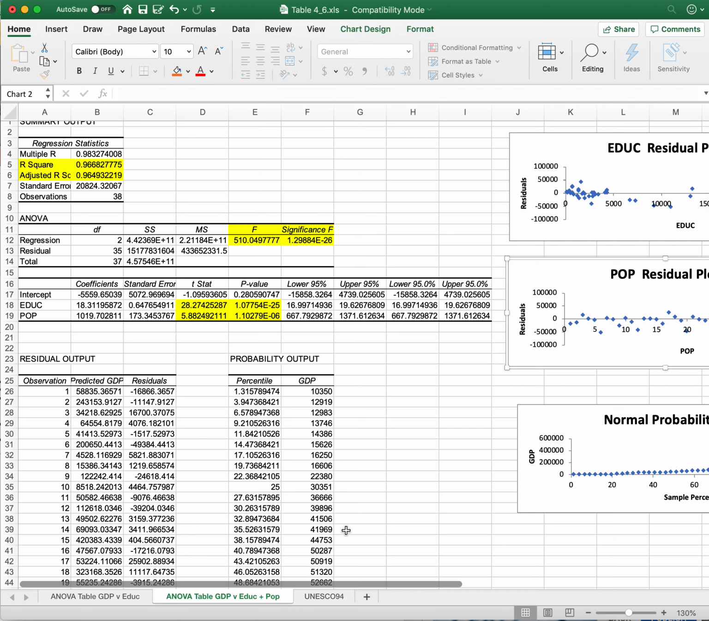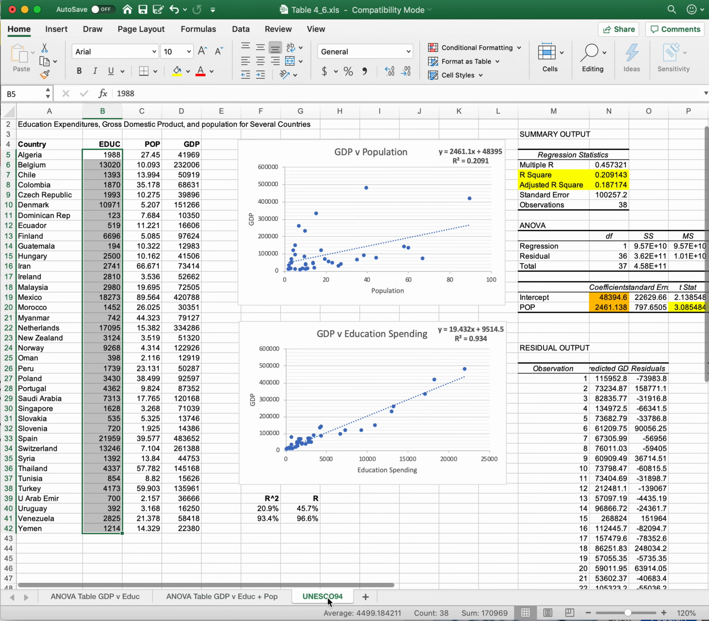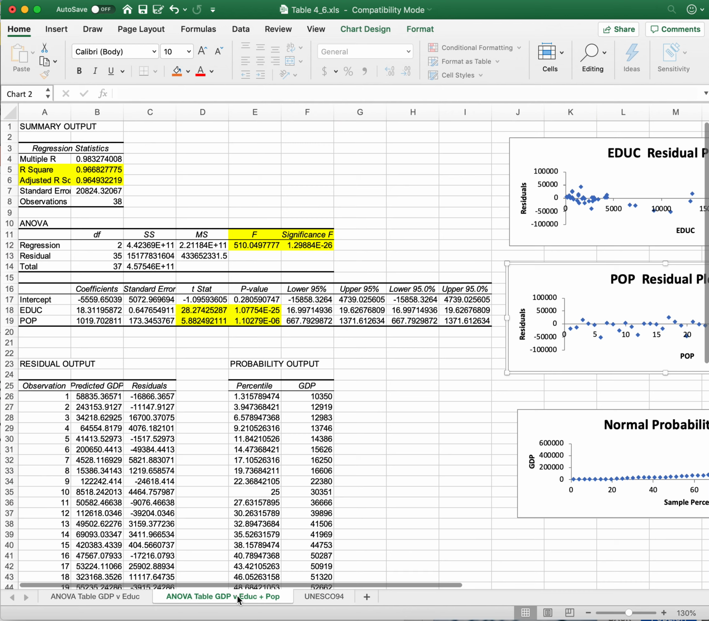And which one do you want to use? It really depends what you're trying to predict and how well you're trying to predict it. I guess if I was going to try to pick the simplest model I could use, I would use GDP versus education. If I want a little bit more accuracy, perhaps, I would use this model. But they're very, very close in terms of R-squared. I'm just buying a couple points more of explanation.